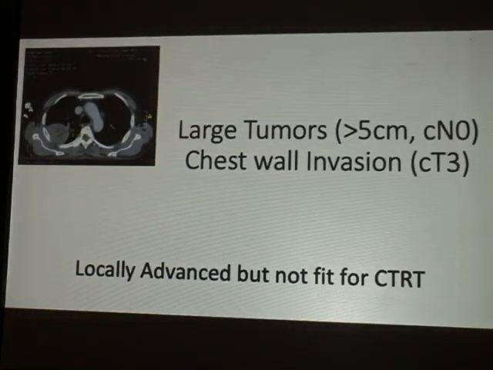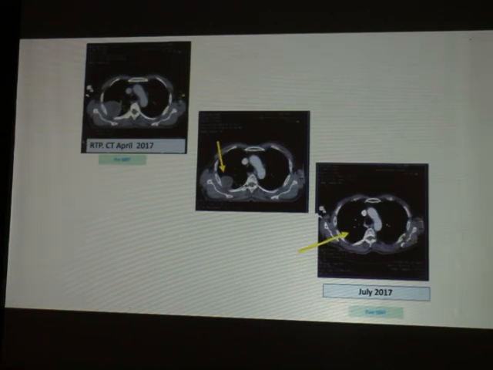Now the fourth category in lung cancer is tumors which are very big, more than 5 centimeters. Till now I was talking about up to 5 centimeters, now more than 5 centimeters. Many times we see tumors of 6 or 7 centimeters with no nodes. The patient is not fit for chemoradiation, because for large tumors along with nodes, the standard is chemoradiation. But if the nodes are not there, either surgery, or if the patient is not fit, for example, this tumor is around 6 centimeters. This is one patient: on the extreme top left, April 2017, this is a large tumor. And by July, you could not see any tumor there.